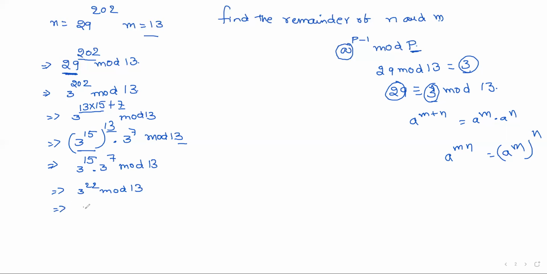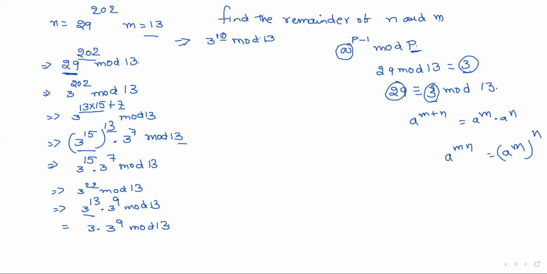Again, 22 is written like this: 13 into 1 plus 9. So simply here the value is 3 into 3 power 9 mod 13. Finally, what is the value? 3 power 10 mod 13. Now, if the value of the power is greater than or equal to P, then it is easy to convert. But here 10 is less than 13.